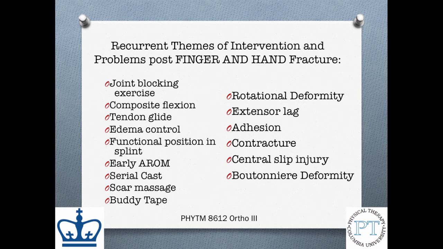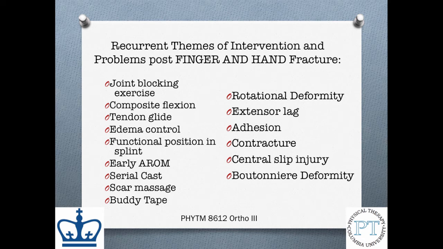What are some of the recurrent themes or interventions in some of the problems that we see when someone has sustained either a hand or a finger fracture? The exercises or interventions include joint blocking exercises, composite flexion, meaning flexion at the MP, PIP, IP, and DIP, doing tendon gliding, which I'll show you shortly, and edema control. Most times our hands are in a dependent position, so getting all that fluid out of there is imperative. Functional position in a splint, this way they can stay in that position for an extended period of time and have less adverse effects of immobilization in that position as opposed to others.